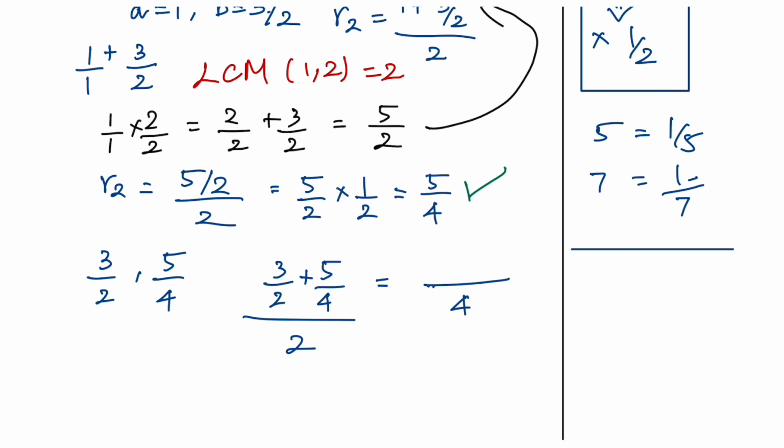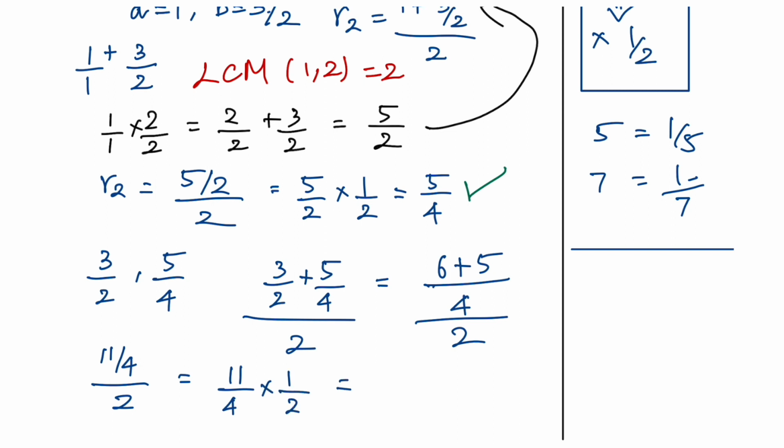So the LCM of 2 and 4 is 4, and since we are taking LCM, the numerator of 3 by 2 would become 6, and 5 would remain as 5 as well. So 6 plus 5 by 4, and the whole is divided by 2. Now 6 plus 5 by 4 is actually 11 by 4 divided by 2. Now what we have just seen is that dividing by a number is same as multiplying by its reciprocal. So it would be 11 by 4 into 1 by 2, and that would give you 11 by 8.